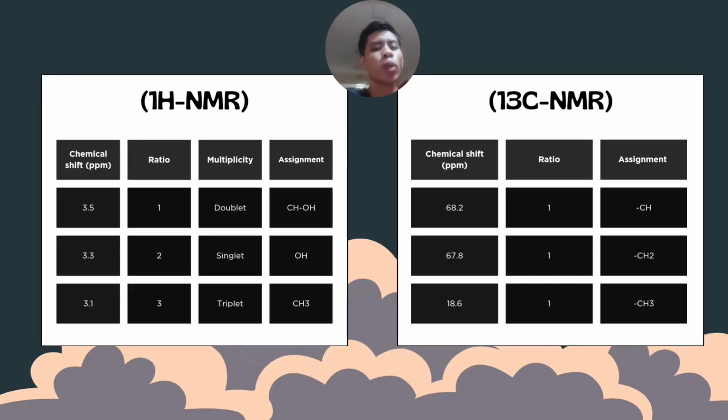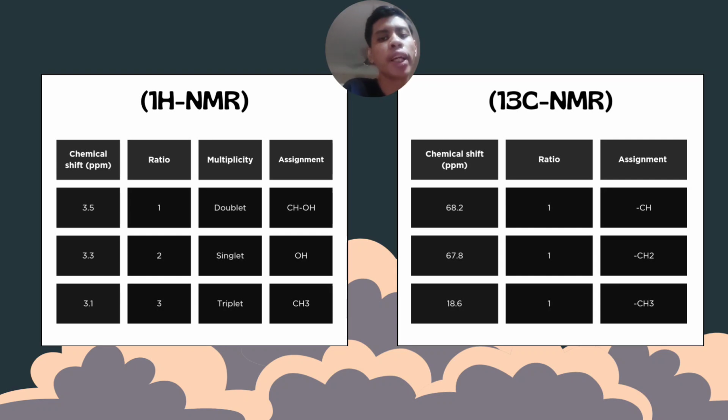Here are the tables of the 1H-NMR spectrum and the 13C-NMR spectrum. Let's begin with the table for the 1H-NMR spectrum. But before we dive into the interpretation, we need to discuss the key information for each column in this table. Chemical shift tells us about the electronic environment around the hydrogen atoms. Ratio tells us the relative number of hydrogen atoms that produce each peak. And multiplicity tells us how many neighboring hydrogen atoms there are. Okay, now let's interpret the peaks.